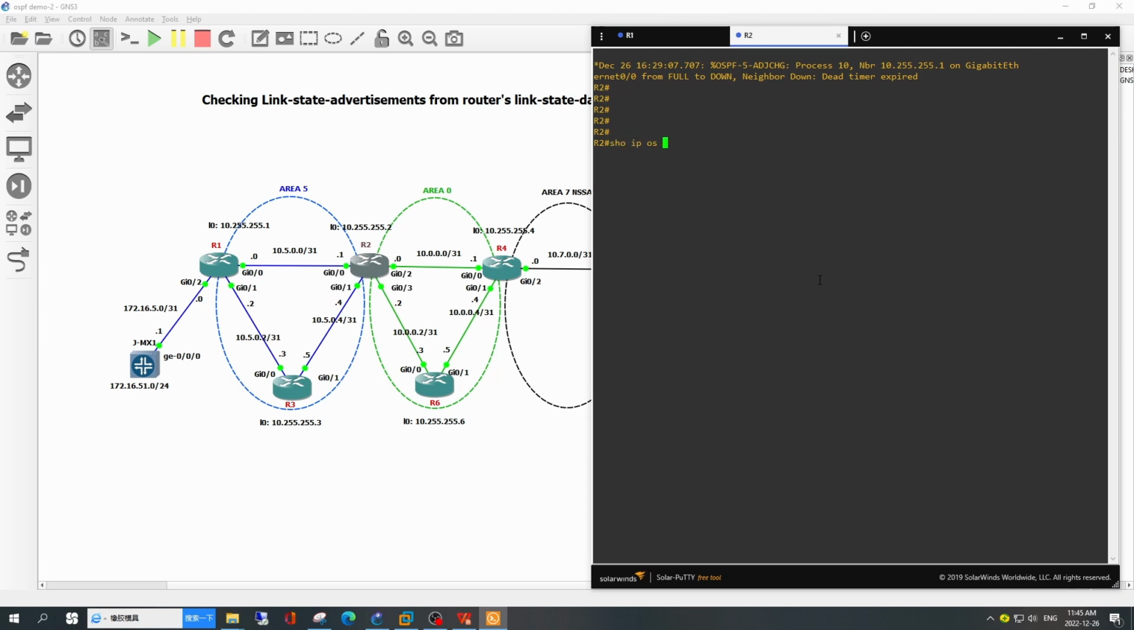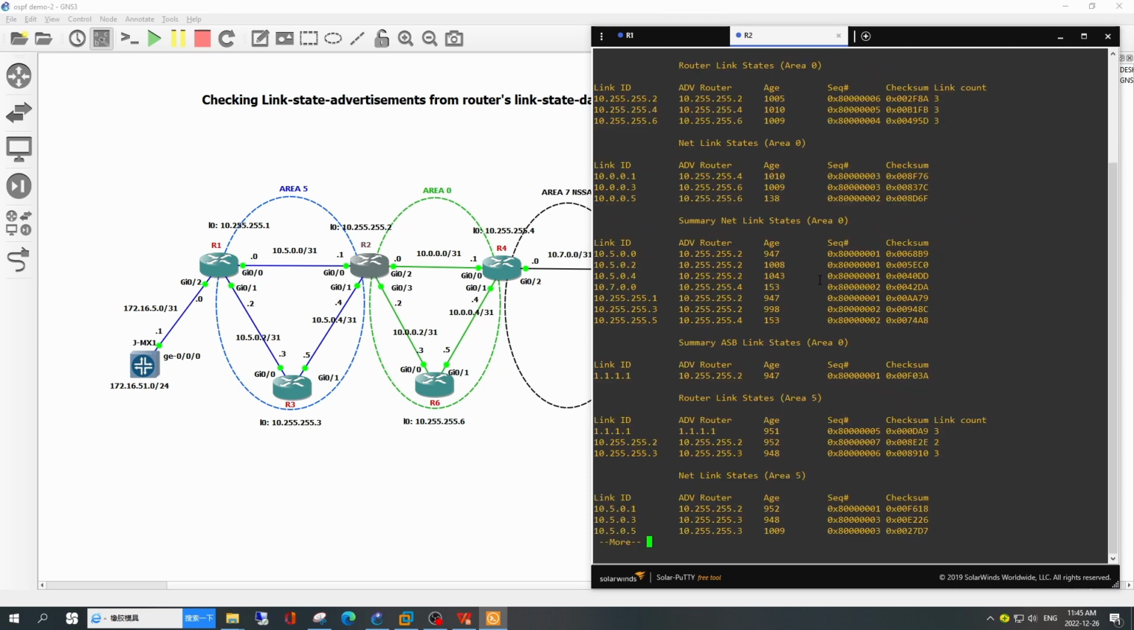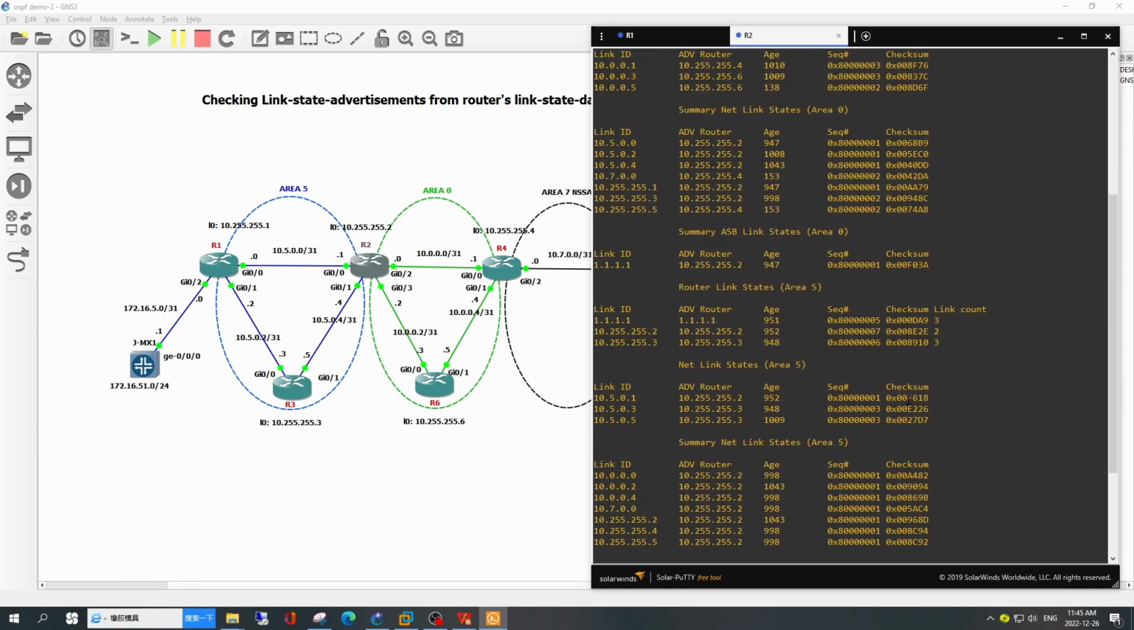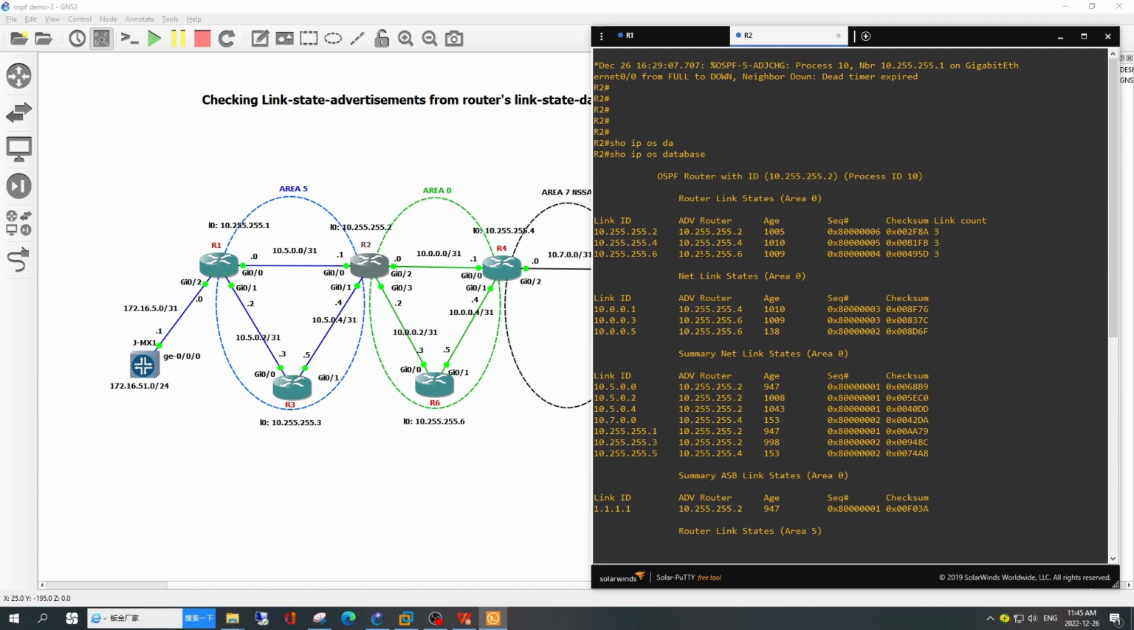Show IP OSPF database. When you show IP OSPF database, you see that this database looks longer than R1's database, right? Why is it longer? Because R2 is an ABR, so it must contain the area information it is attached to. R2 connects two areas, one is area 5, another is area 0. So it must contain area 5's link LSA and area 0's link LSA.